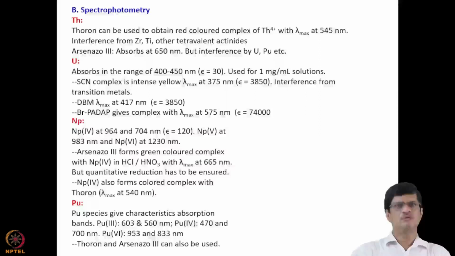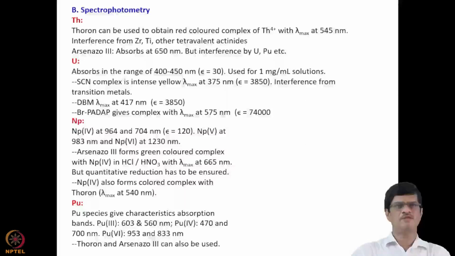Neptunium 4+ can be estimated if it is there in the nitric acid solution at 964 and 704 nanometer. These are the characteristic bands of neptunium 4+ with epsilon value close to 100. Neptunium 5+ has a sharp band at 983 nanometer, and neptunium 6+ has again a sharp band at 1230 nanometer. Arsenazo 3 forms a green colored complex with neptunium 4+ in hydrochloric acid or nitric acid medium with a lambda max at around 665 nanometer.